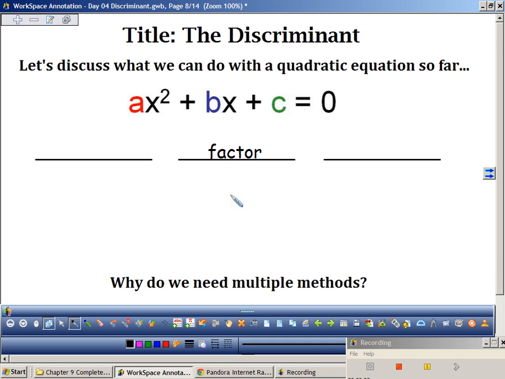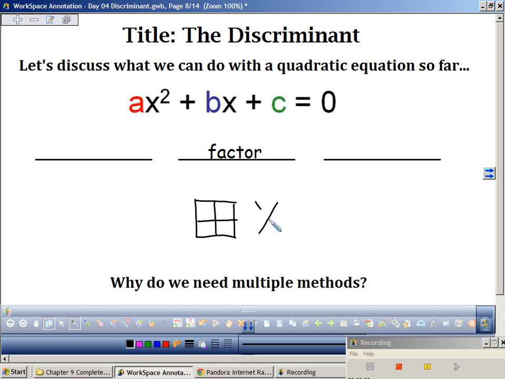What does factoring look like? What did we use to factor? We used a box method, and sometimes we used an X along with the box method, and we factored it like this. All right, what were we finding when we were factoring? Roots. Excellent. We were finding roots.